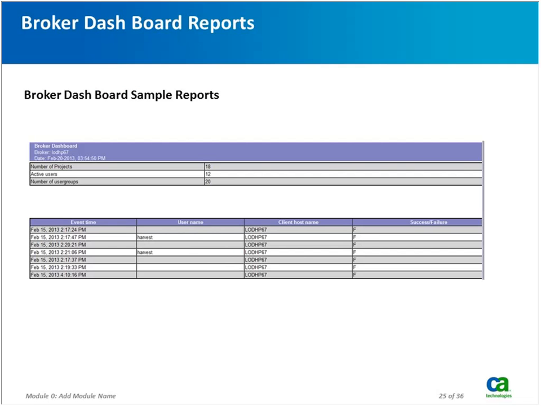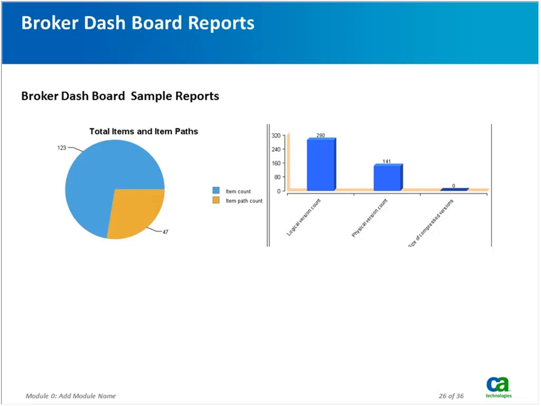So here's a broker report looking at, I believe it's logins, success or failure for all the active users in here. And it's just saying, you know, there's client host name, username, and so on. Again, broker dashboard, sample reports, total items and item paths, okay? And this is at that broker level. And also, this one's split into both bar chart and pie chart.